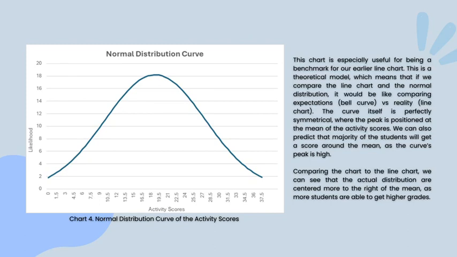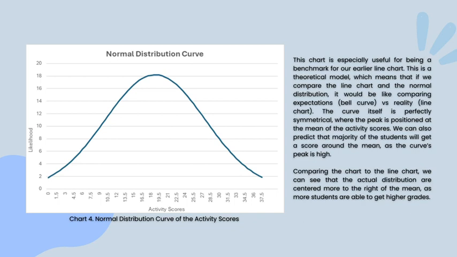So here we go back to our quantitative data. So this is basically a normal distribution. So chart 4 here is basically the standard or the normal distribution curve of the activity scores. Now we must note that this is a mathematical model. So it's a theoretical model. So in our chart here we can see the activity scores and the likelihood as our axes. So basically, the higher the likelihood is, the more likely a student will get those activity scores.